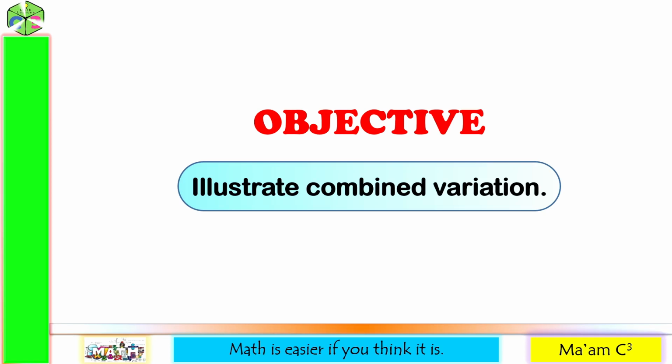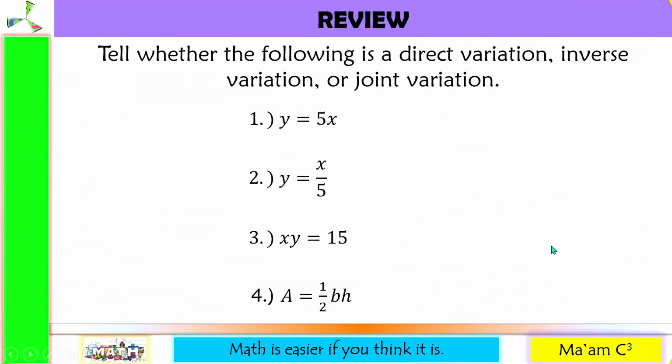Our objective in this lesson is to illustrate combined variation. Let's have a quick review of our previous lessons. Tell whether the following is a direct variation, inverse variation, or joint variation. Number 1, y is equal to 5x. This is an example of direct variation.